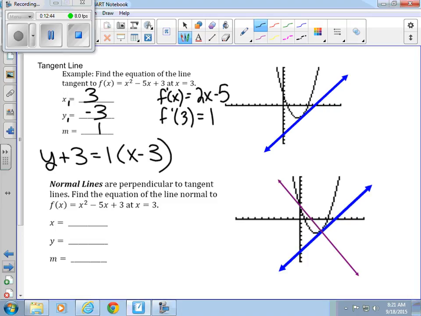Another line that's important in physics is called the normal line. Is anyone in physics? You are. You might hear about normal lines when you get to vectors. They are opposite, opposite.